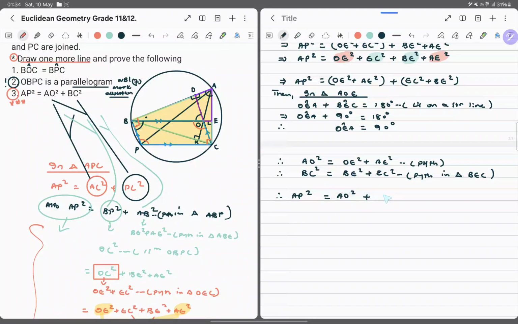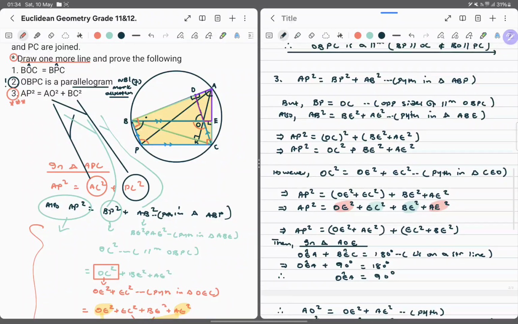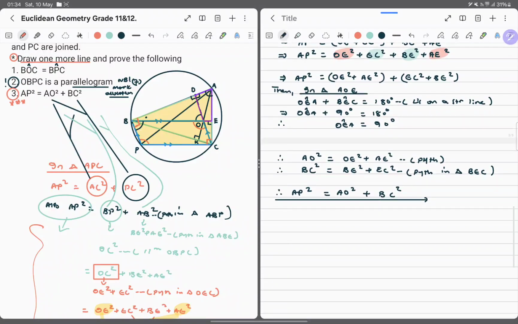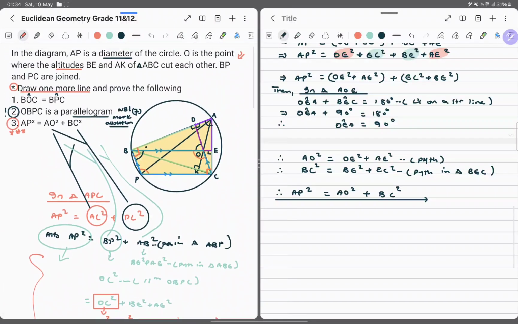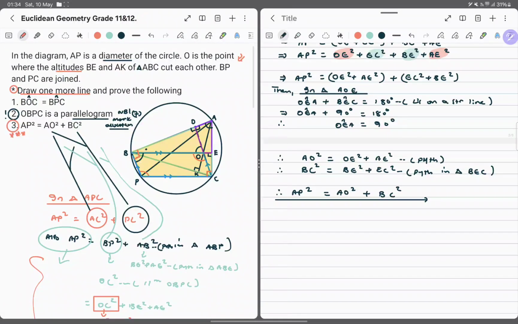Okay, so it gives us BC squared. That's a nasty question. But I'm sure you can see, guys, that strategy always works. Sometimes when you're not sure what to do, you just look at what you have and play around with it and see where it leads you.